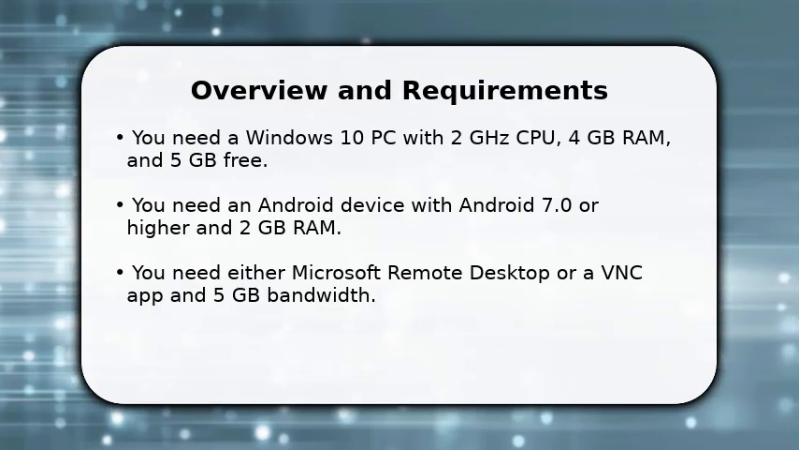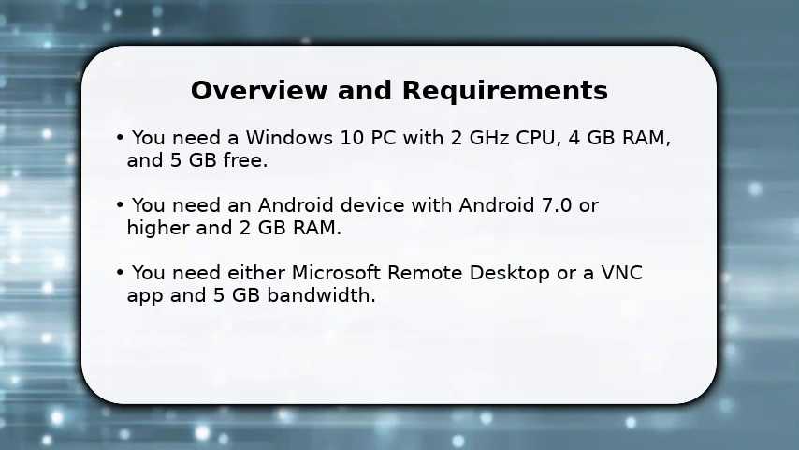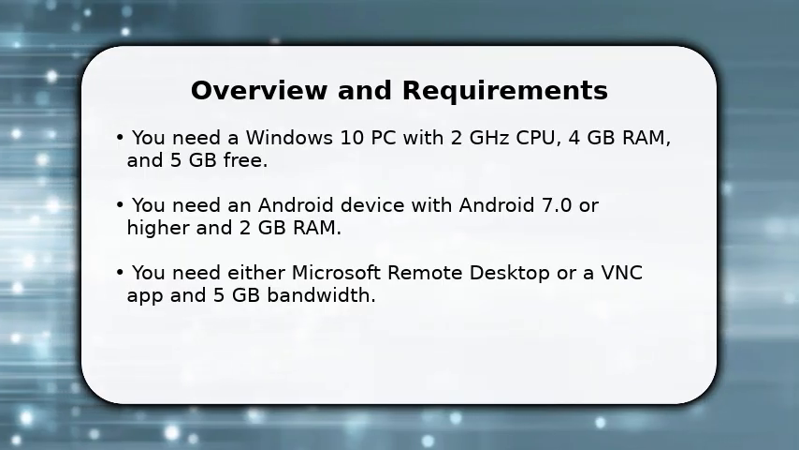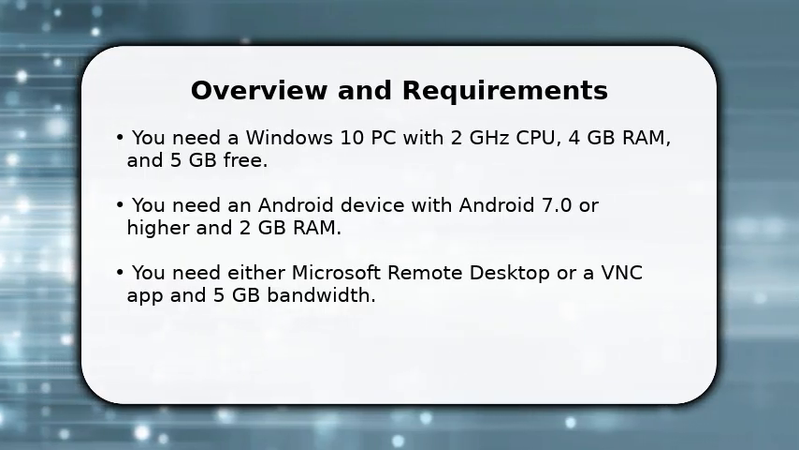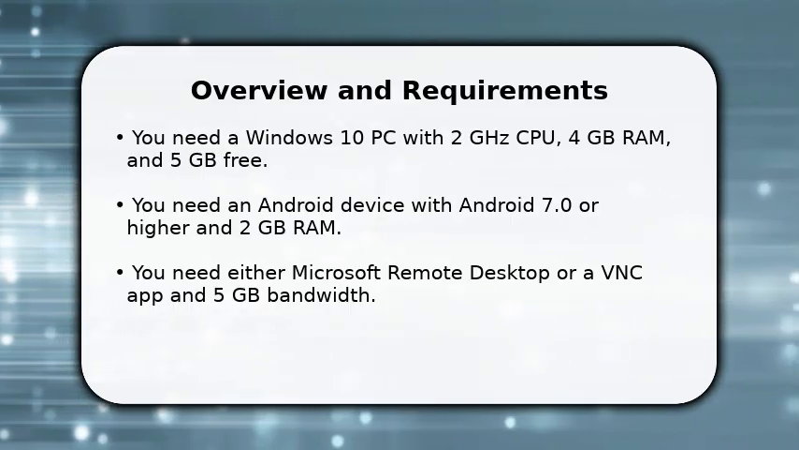Enjoy the video. This video shows how to use Windows 10 on Android step by step. Gather a Windows 10 PC with 2 GHz CPU and 4 GB RAM. Ensure the PC has 5 GB free and remote access enabled.